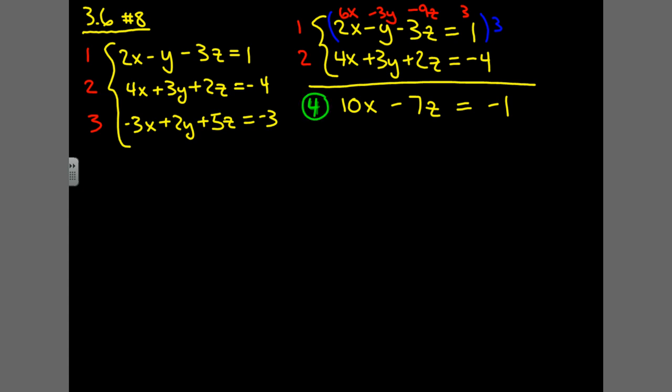Equation number 4. Good. Now the process is to pick 2 different equations and eliminate the same variable. So let's pick 2 different equations and do the same thing. Let's eliminate y. Let's pick 1 and 3. How about? Is that a good choice? Try to pick the easiest ones possible. So we'll pick 1 and 3 and eliminate y again.